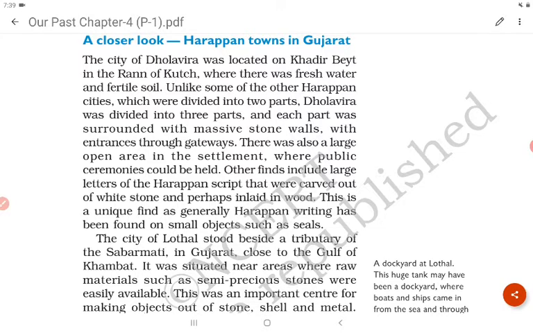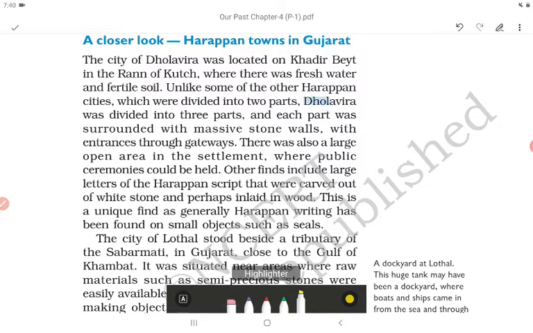The city of Dholavira was located on Khadir Bet in the Rann of Kutch, where there was fresh water and fertile soil. Unlike some of the other Harappan cities, which were divided into two parts, Dholavira was divided into three parts, and each part was surrounded with massive stone walls, with entrances through gateways.